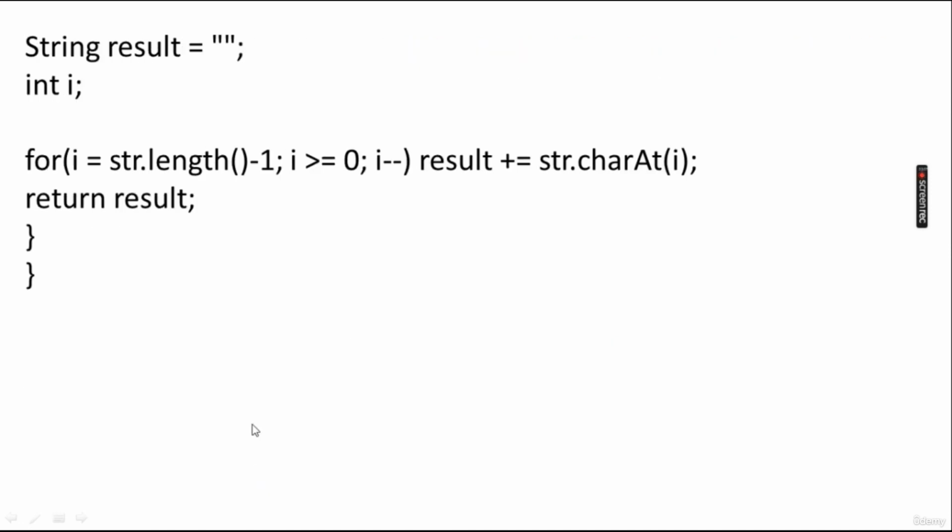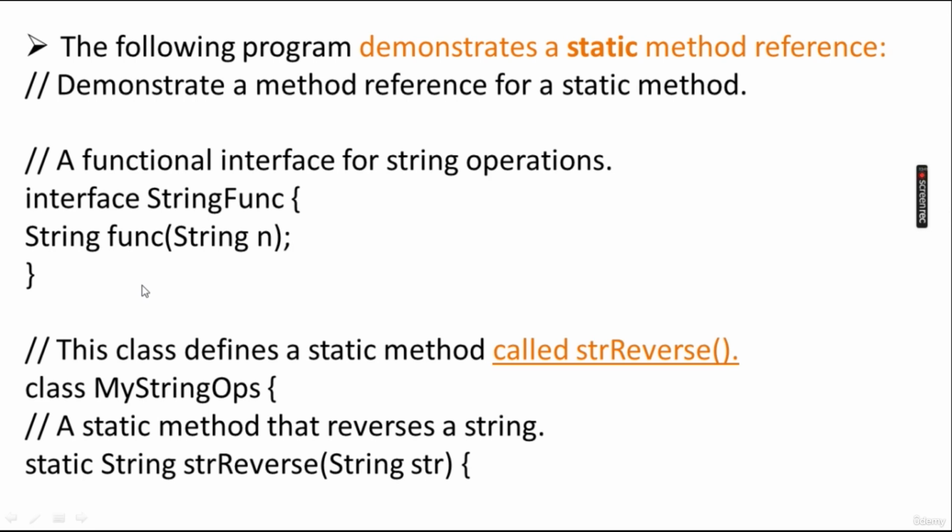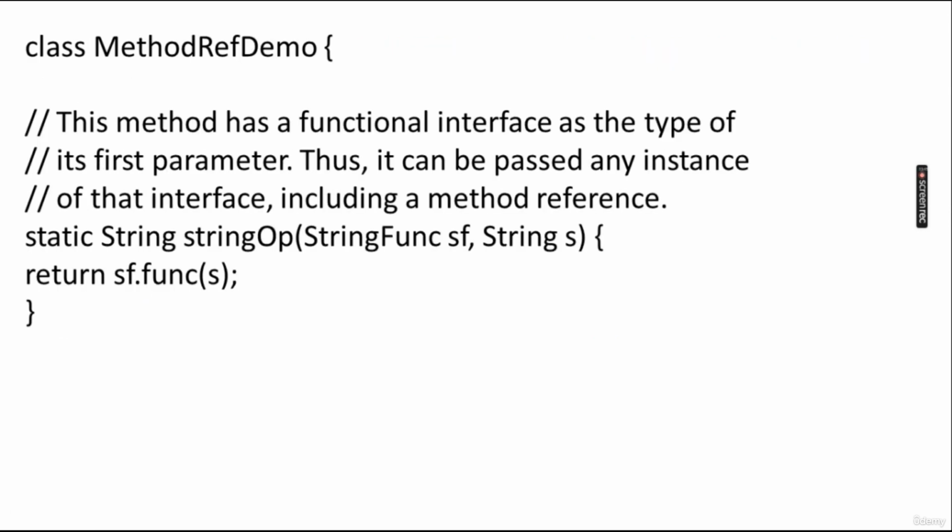And what will it be evaluating to? Reverse string. And what will be the input string? This will be the input string. So how will you call this? Return sf. What is sf? We will see now. This is the StringFunction sf, the functional interface reference variable name, whatever we are passing while calling this method stringOp. Then sf.function(s), where s is the input string. This is static, so it can be called without an object.